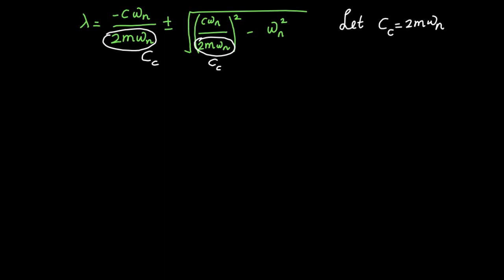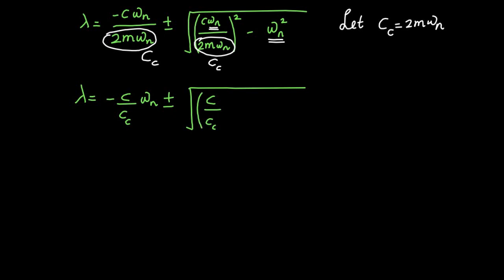And I'm going to do one more change, that is bring this omega n outside the root. So let us do it. Here we go. Lambda is equal to minus c by cc into omega n plus or minus square root of c by cc the whole square minus 1, because I'm going to take this omega n outside the root.